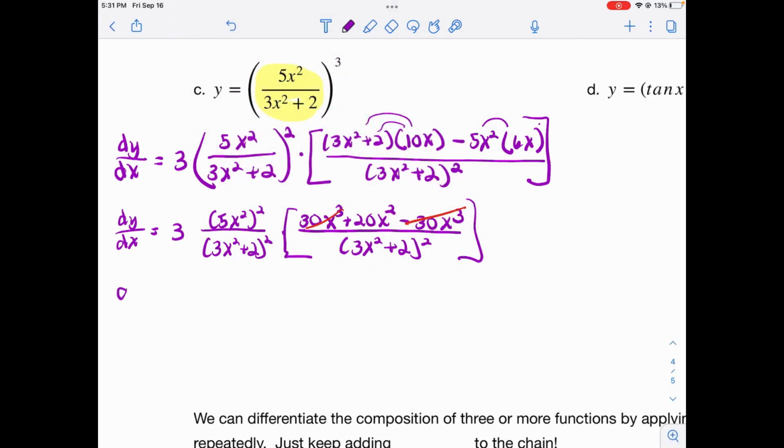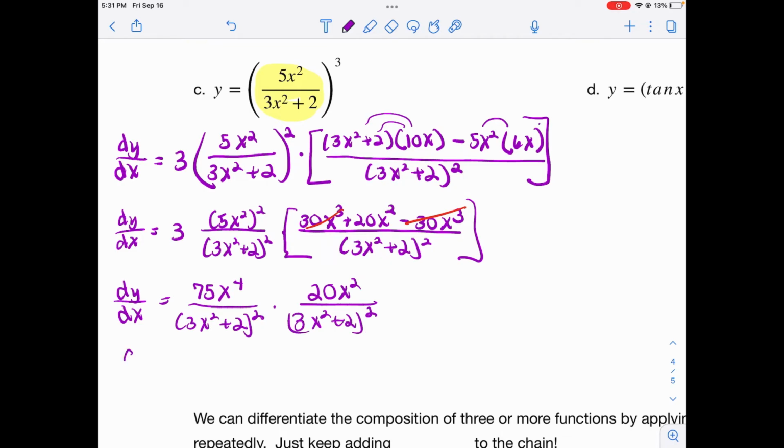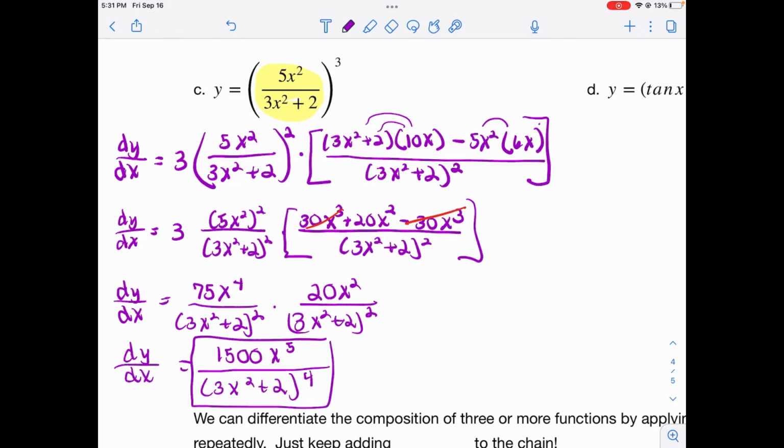Now, 5x squared squared is 25x to the fourth times by 3, which will give us 75x to the fourth as our new numerator of this first term. And I got the bottom down to 20x squared over that 3x squared plus 2 quantity squared. And now I'm going to multiply these two fractions together. So that gave me 1500 x to the 6 over 3x squared plus 2 to the 4th power.